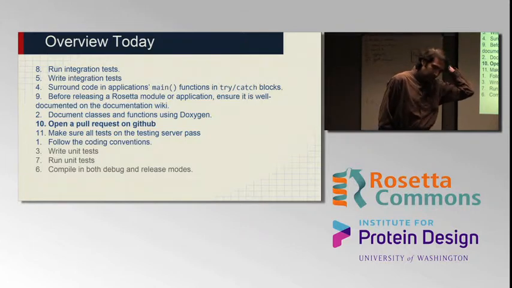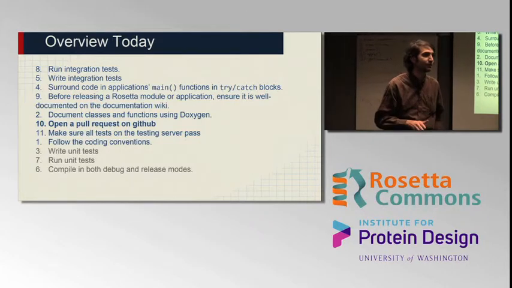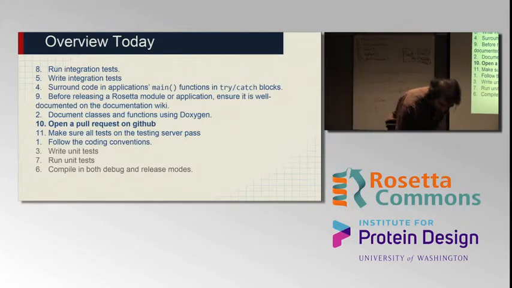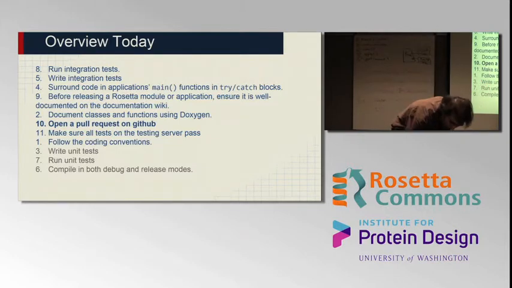So the next thing, open a pull request on GitHub. Actually, merging code you can do it at the command line, but we don't do it at the command line anymore. So if you're going to merge into master, do everything on GitHub. If you're going to merge from master into your branch, you can do that at the command line.